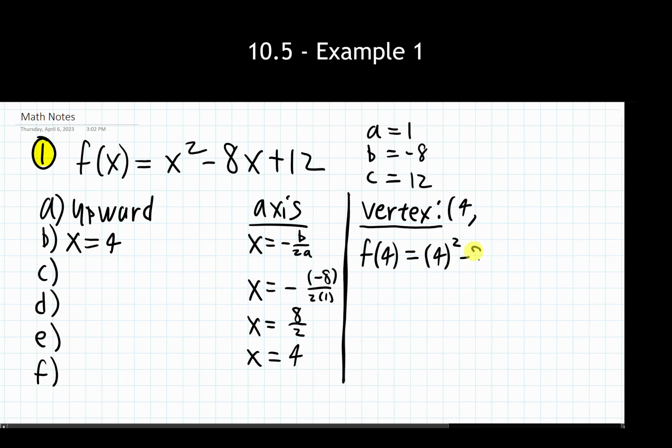Perfect. Part D is then asking to find the maximum or minimum of the equation. And again, this is another one where I'm looking at the vertex and I'm just going to use the y value here. Because this thing is opening upward, I'm going to have a minimum value. I can't have a maximum because it would open up forever, or keep going up forever, I should say. So this thing has a minimum value.